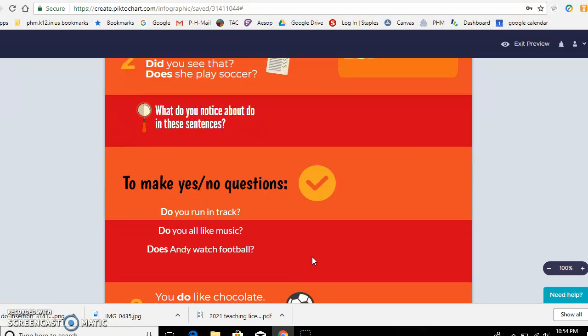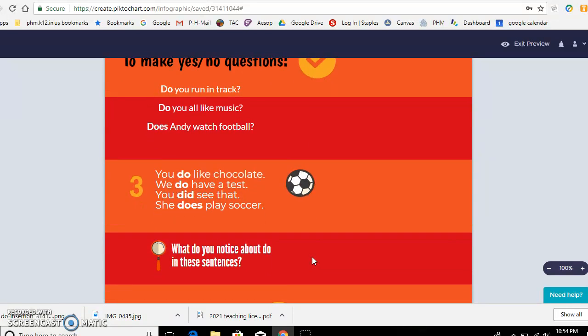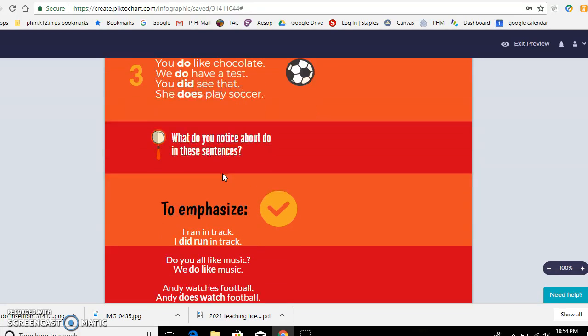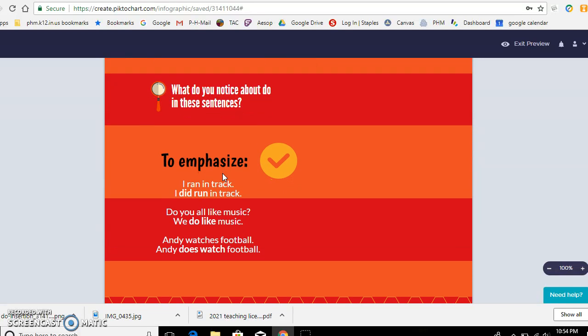And then my last use I have here is for emphasis still. So I have my examples. I have you do like chocolate. We do have a test. You did see that. She does play soccer. I still have my what do you notice. Maybe in this particular section they'd tell me their observations, such as it comes before the verb. And maybe that's what I'm trying to get them to see. And I would show them then, once we've discussed that, yes, it's to emphasize.